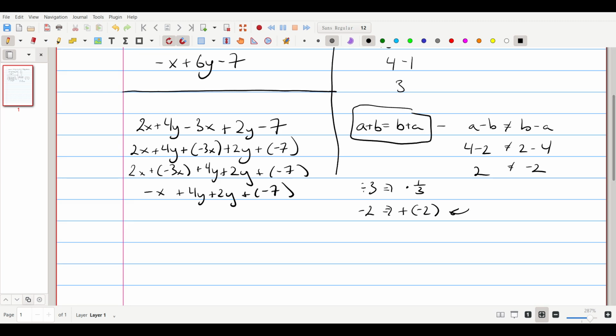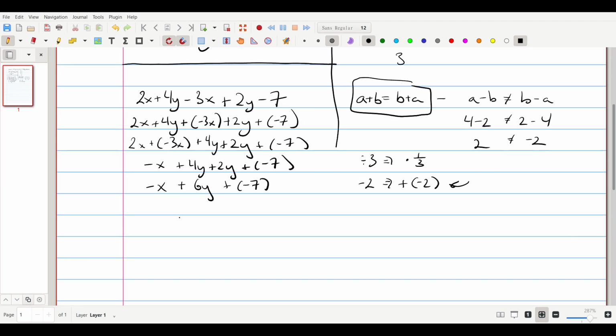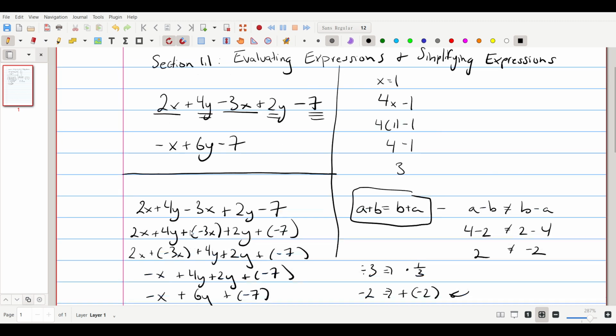And now we have our y's together too, so we can combine those terms. And since we don't have any regular numbers to add or subtract, we can just set this back to how it was. And so we get the same answer that we got up here.